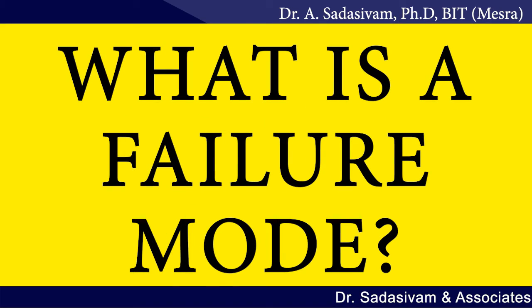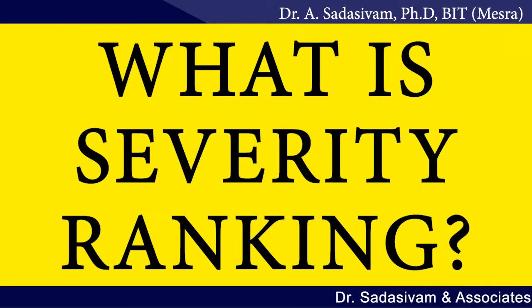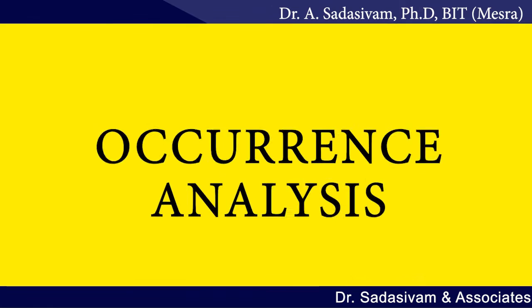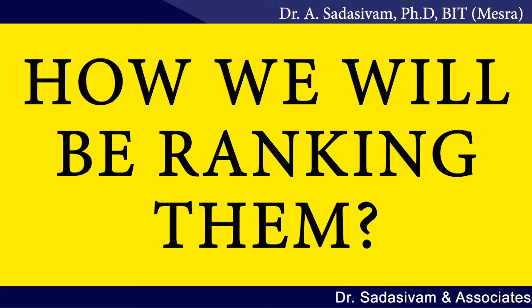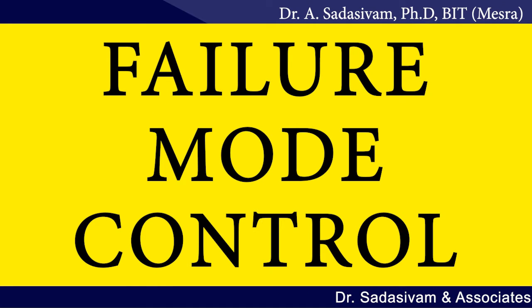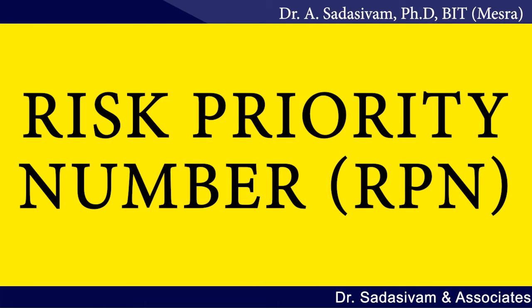There are some important terminologies that we need to know. For example, what is a failure mode? What is a failure mode effect? What is severity ranking? What are failure mode causes? Occurrence analysis. And typically when we talk about occurrence analysis, we will also be talking about how we will be rating them, and based on various parameters, how we will be ranking them. And then we will be talking about failure mode control. We will talk about detection rating. We will also be talking about risk priority number.